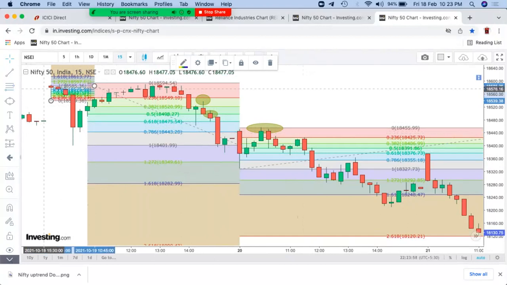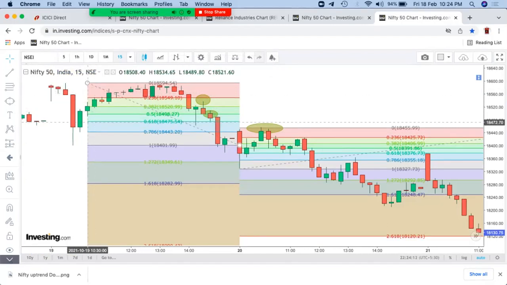From here, if it is giving me a reversal, or taking a support over here, it will mostly try to go up. And second thing is, my stop loss would be very small. Second thing is, if it is at the top and giving a resistance at the top, it will mostly try to come down, which generally is the case.